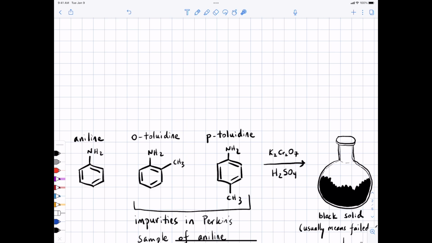but his sample of aniline was contaminated with these related aminobenzenes that have also methyl groups on them. We've gotten a lot better at chemical separations now. You could order aniline from a chemical company and they would provide it for you in a lot of purity, but back in Perkin's day, probably the best they could do for separating things was distillation, and depending on how close the boiling points were, you might get a mixture of things.